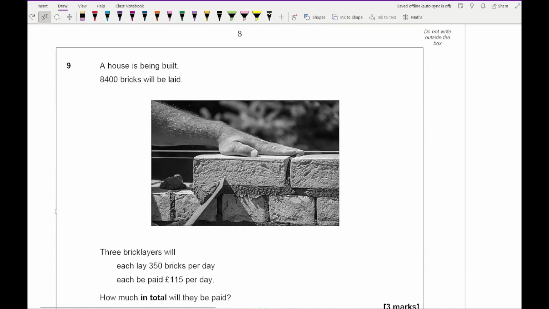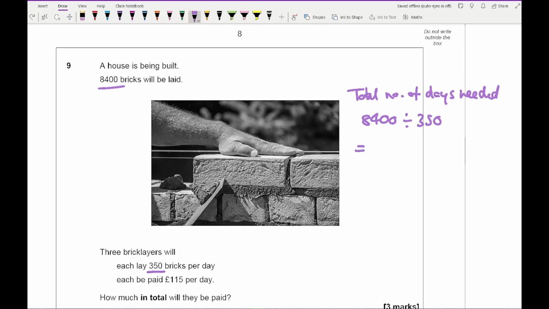Moving on to question 9, it says that a house is built, 8,400 bricks will be laid. It says 3 bricklayers will each lay 350 bricks per day and get paid £150 each day. How much in total will they be paid? So for this, what we want to do is work out how many days are going to be needed. So the total number of days needed is going to be 8,400 divided by 350.